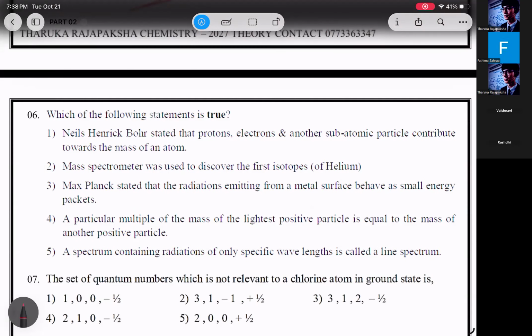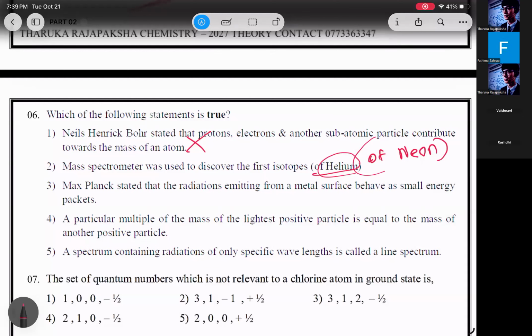Okay, look at the first statement. Niels Henrik Bohr stated that protons, electrons, and another subatomic particle contribute towards the mass of an atom. එහෙම කිව්වේ නෑ Niels Bohr. That is not true. He never told something like that. Second statement, mass spectrometer was used to discover the first isotopes. Absolutely correct. But what is wrong here? Of helium. That is wrong. That is what I didn't give in the class. Please write it in the theory tute: of neon.